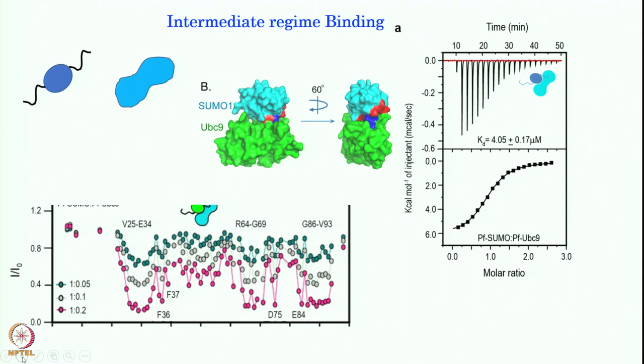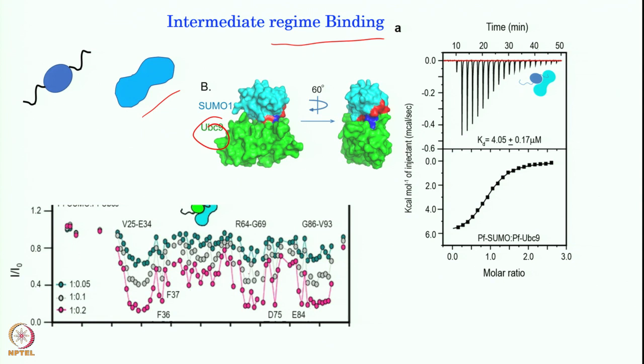Another example I am giving you where intermediate regime binding was there. This is the example coming from a SUMO-E2 interaction. SUMO is a small ubiquitin-related modifier. It does protein modification while binding to various enzymes. One of the enzymes is called ubiquitin conjugating enzyme; it binds and forms a complex.